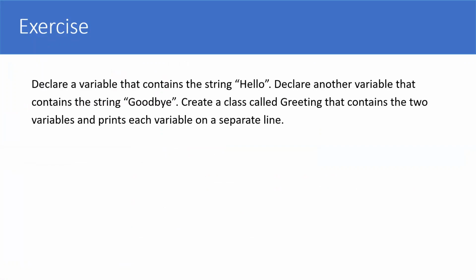Using what we learned from that previous example, let's try this. Declare a variable that contains the string hello, declare another variable that contains the string goodbye, and create a class called greeting that contains the two variables and prints each variable on a separate line. That should be pretty straightforward. We'll give you a few minutes to do it, and we'll go over it after.